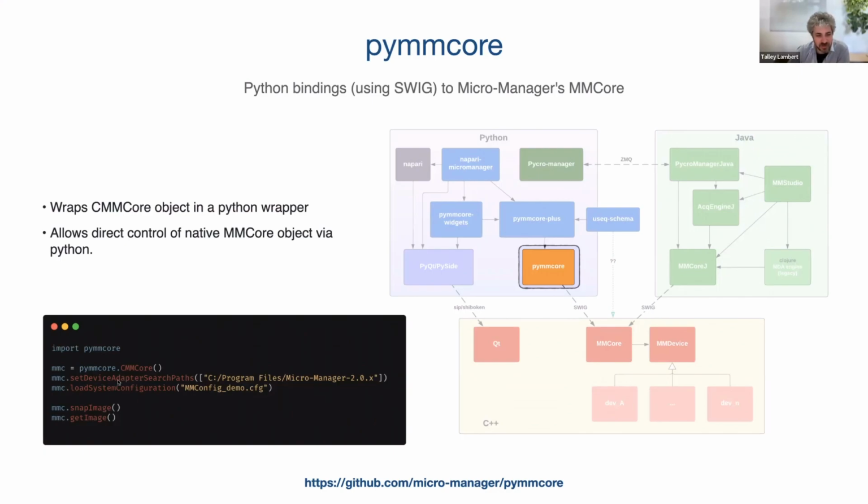So we can set device adapter search paths, load system configuration, snap image, get image. And this is a rather extensive API, so it can be overwhelming at times. And I'll mention on the documentation side, one thing we've been trying to clarify with that as well. But suffice it to say that with Core, we're in the door, right? We've got pure Python C access to all of these things, and we're off and running. It doesn't mean everything is easy yet, but we're in the door.